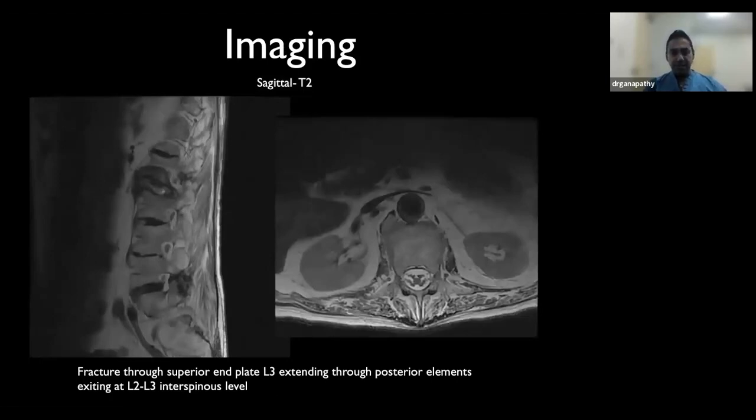Before the advent of CT and MRI, this was called an infection, which is why people started using the word spondylodiscitis, because they thought it was an infection that came from the disc space itself. But with the advent of CT, it was understood that it was more of a non-union as opposed to a true infection.